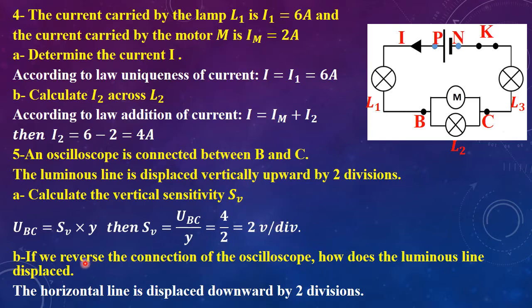division. If we reverse the connection of the oscilloscope, how does the luminous line displace? Here, if we reverse the connection between B and C, we get a negative value, and the horizontal line is displaced downward by 2 divisions.